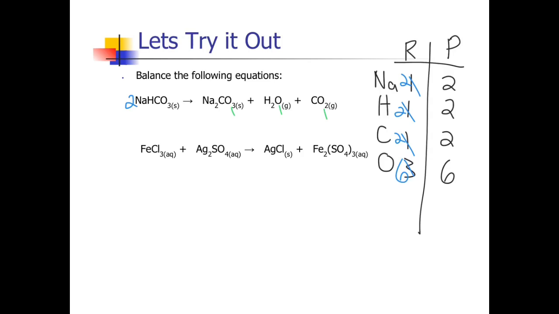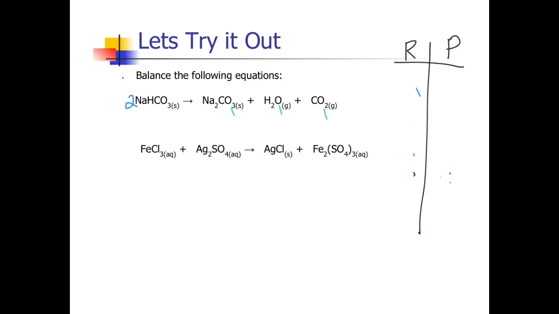Well, that's nice for that one. Now we'll look at the next one. The next one, we have iron 3 chloride solution, that's why it's AQ, reacting with a silver sulfate to produce a solid sodium chloride. I'm sorry, not a sodium chloride, a silver chloride, and an iron 3 sulfate.